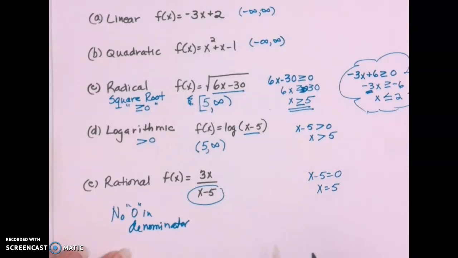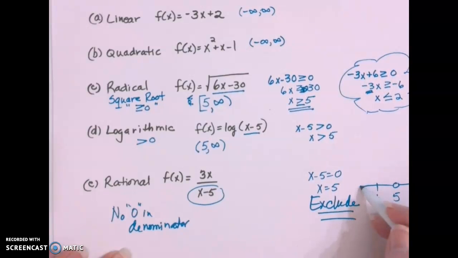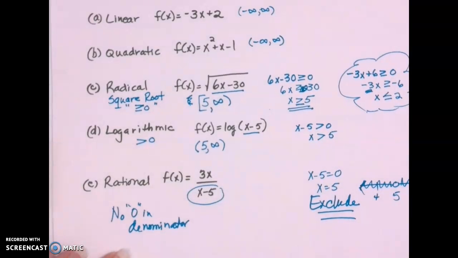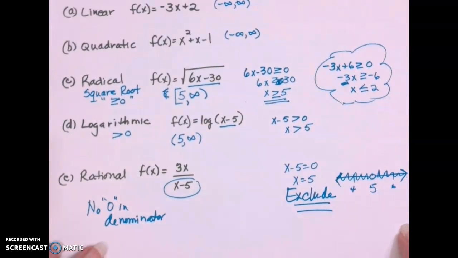But we're not looking for where it equals 0. We're looking for the values that we need to exclude. Make sure you exclude that value. So if we think about a number line, there's our 5, there's a 6, and there's a 4. It is everything up to the 5, but then there's a hole and everything beyond the 5. I'll scoot that over just a little so you can see.